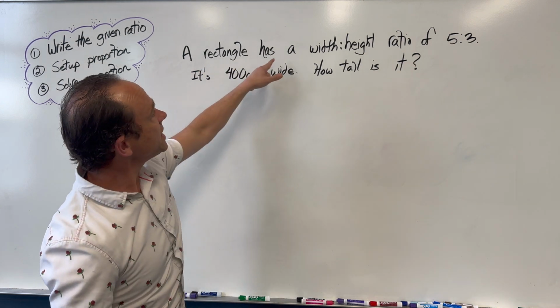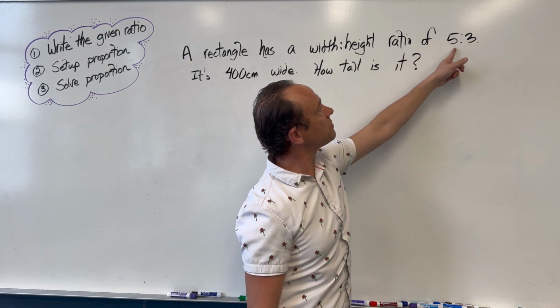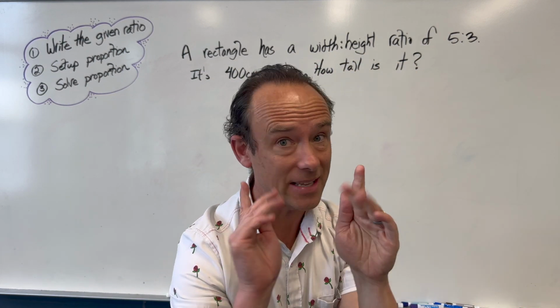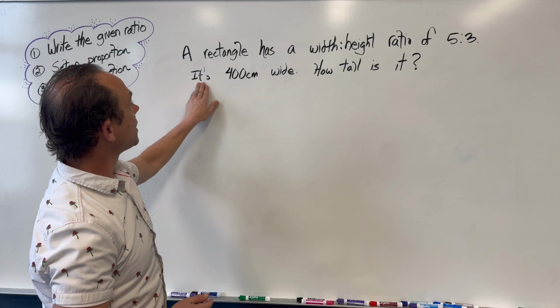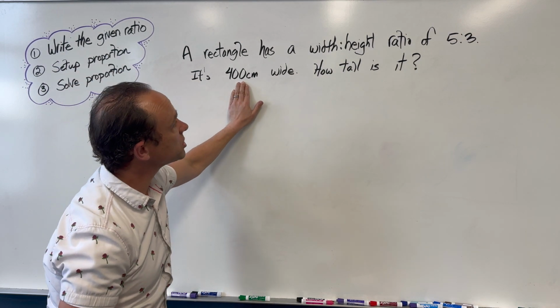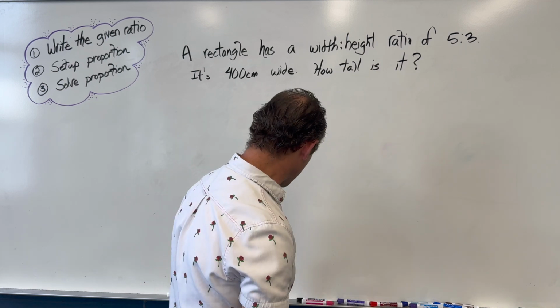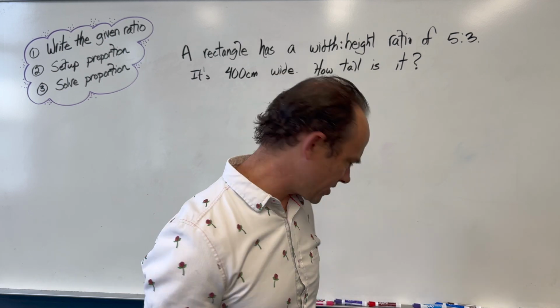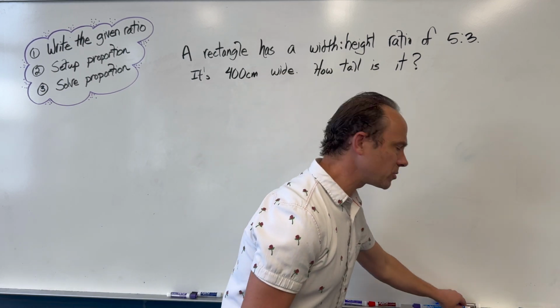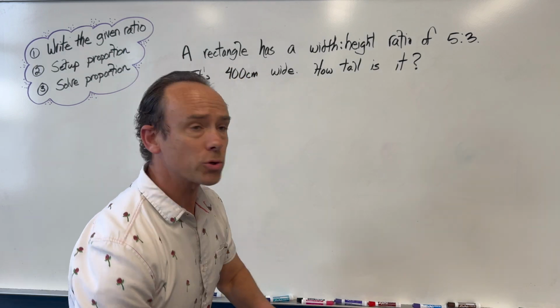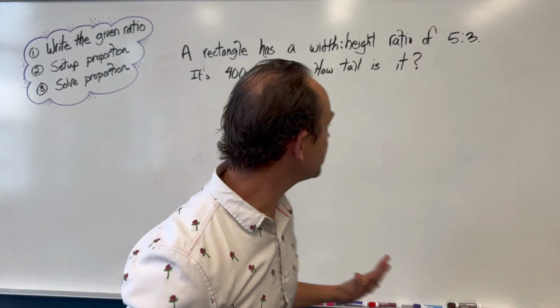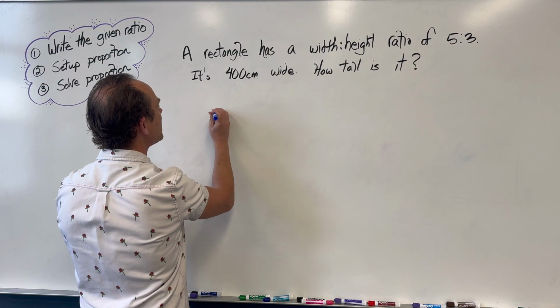It says a rectangle has a width to height ratio of 5:3. Got it, right? That's our money there. The rectangle is 400 centimeters wide. How tall is it? Wow, what a beautiful question. So let's go see, where's my blue marker? Here we go. So first just write the ratio. So in this case, I'm gonna write 5.